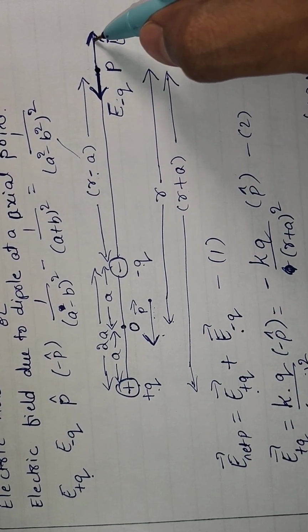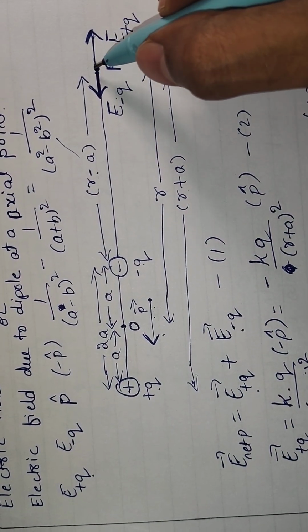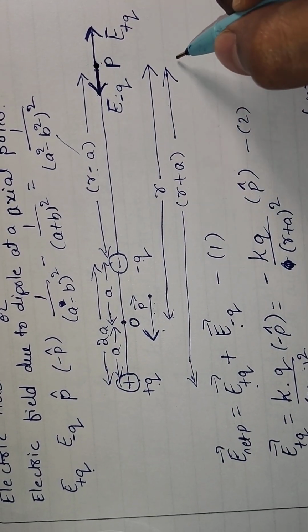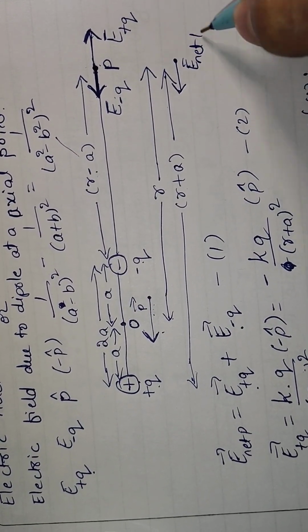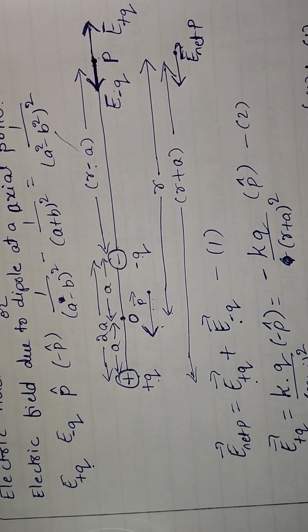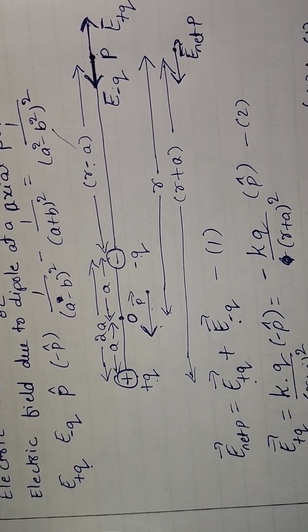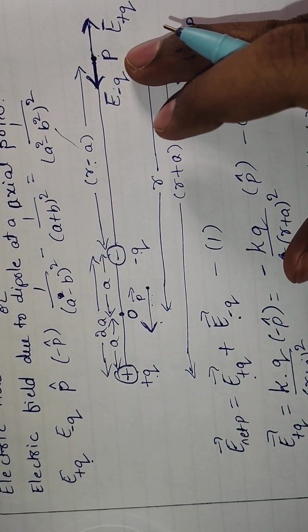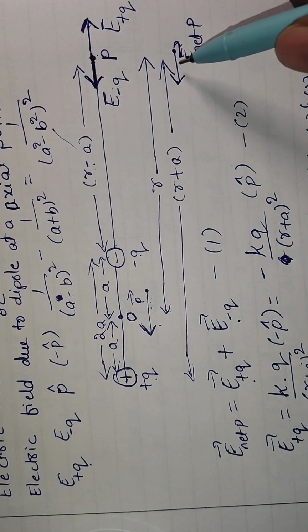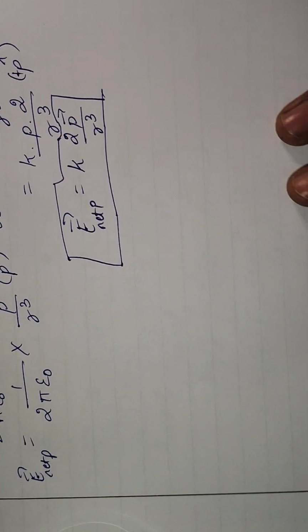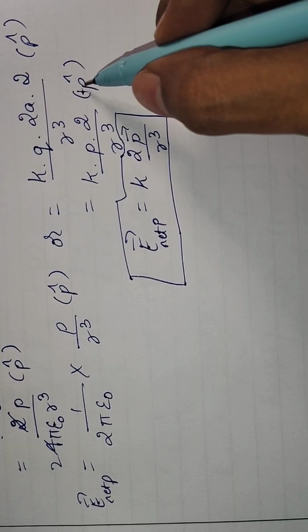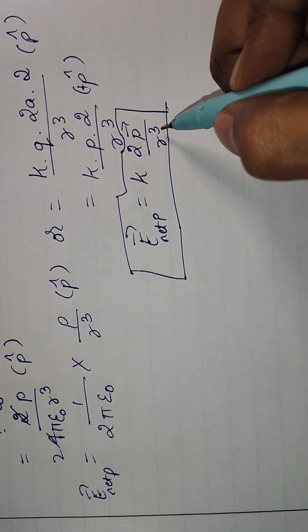Here we have only E minus Q, and the net electric field at this point is in this direction, E net P. This is also important for your competitive exam. Always remember, at any point on the axial line, the net electric field direction and dipole moment direction are the same. This is what the plus p cap implies. Okay, and this is the final expression.